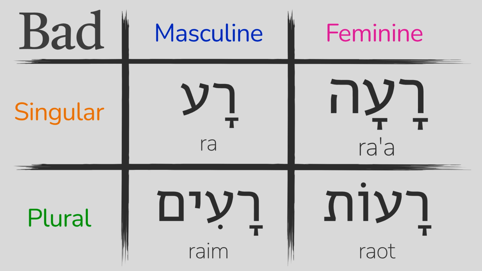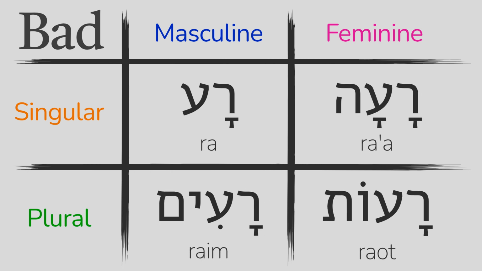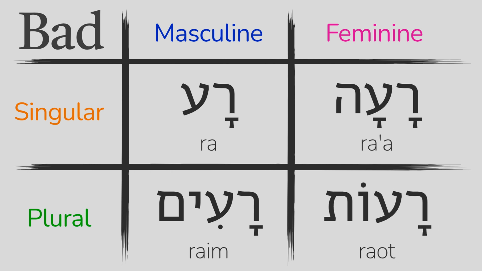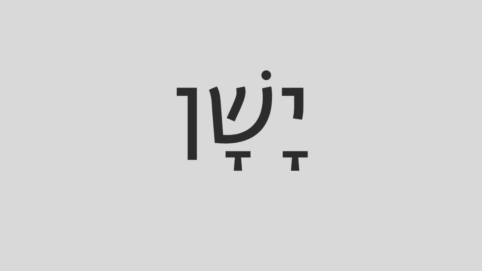Ra, ra'a, ra'im, ra'ot. We'll use ra to describe masculine singular nouns, ra'a to describe feminine singular nouns, ra'im to describe masculine plural nouns, and ra'ot to describe feminine plural nouns. The masculine plural form ra'im can also be used to describe a mixed group of both masculine and feminine things. Sometimes before adding endings onto the masculine singular form of an adjective to make the other forms, we might have to make a couple changes.